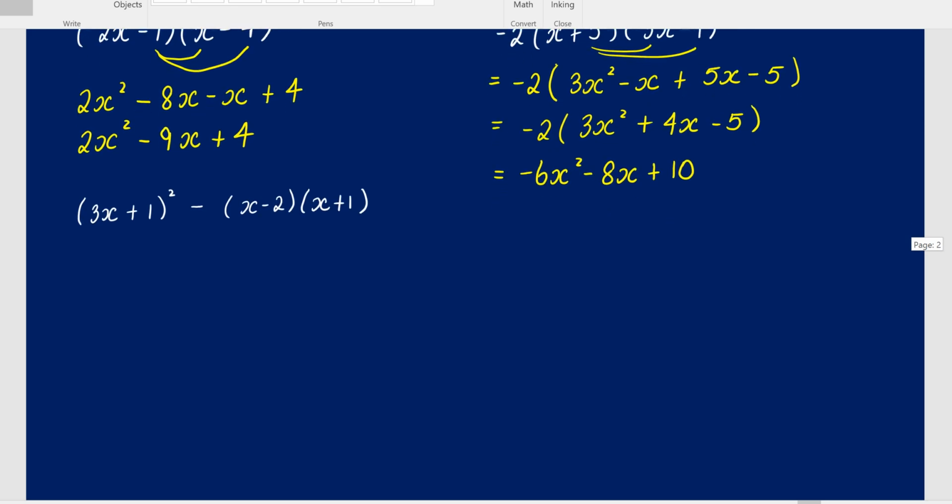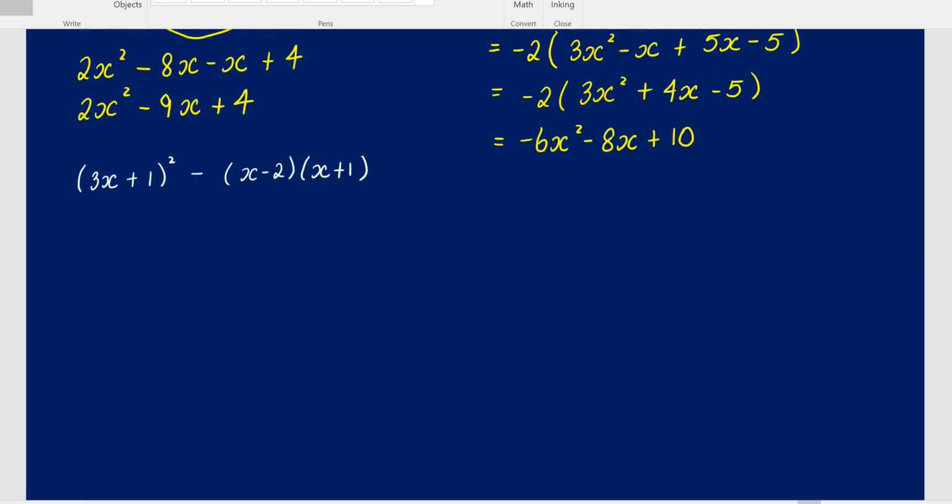And how about try this one now? We'll pause. You can pause the video. So pause and see if you can do this. It's in 2 stages. Technically it's 2 questions all in one. So pause. So I'm going to expand this.